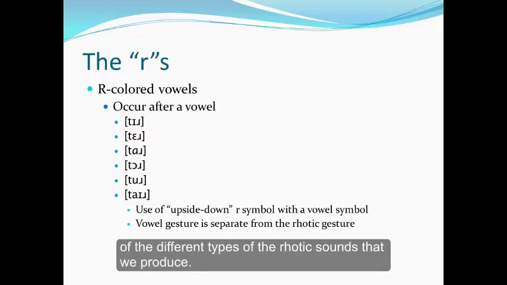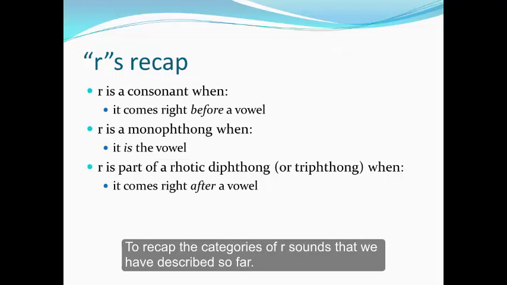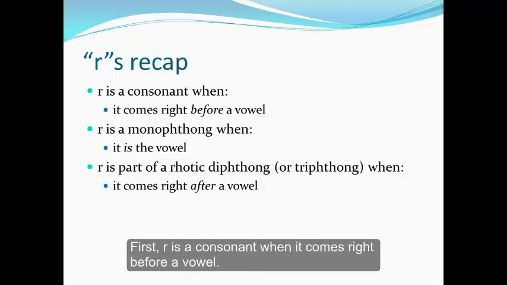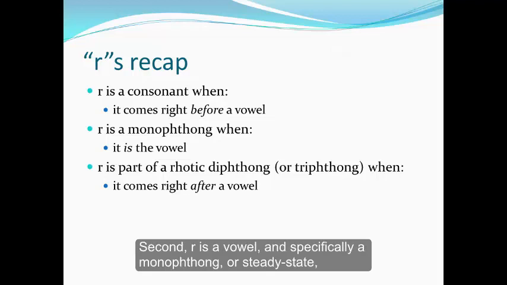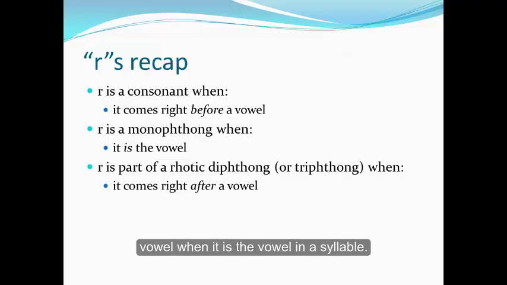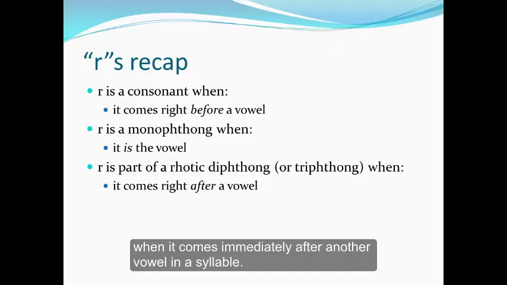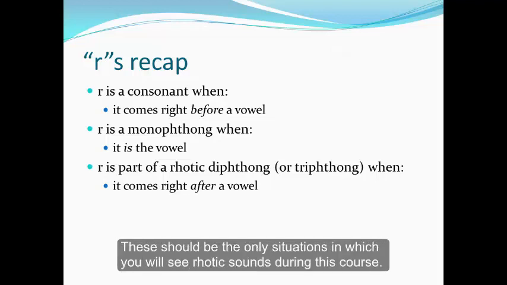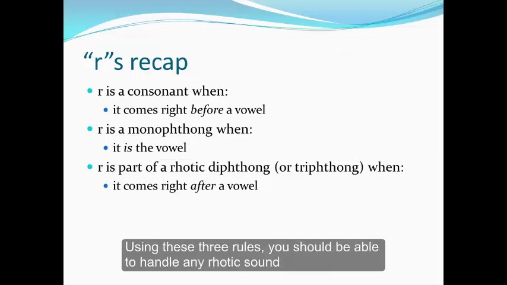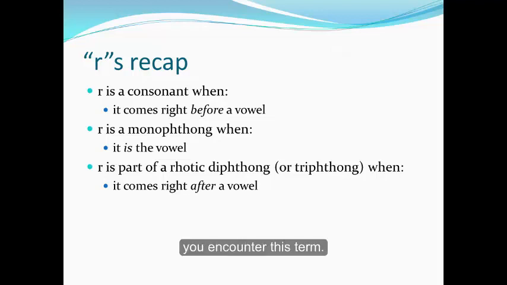To recap the categories of R sounds that we've described so far, first, is a consonant when it comes right before a vowel. Second, is a vowel, and specifically a monophthong or steady-state vowel, when it is the vowel in a syllable. And finally, is a vowel, and specifically part of a diphthong or perhaps even a triphthong, when it comes immediately after another vowel in a syllable. These should be the only situations in which you'll see rhotic sounds during this course. Using these 3 rules, you should be able to handle any rhotic sound you encounter this term.